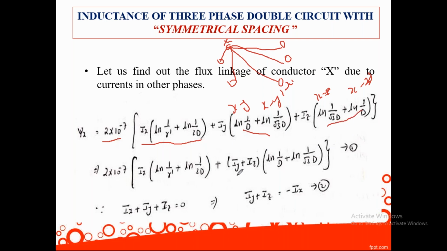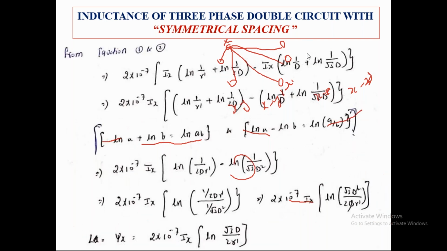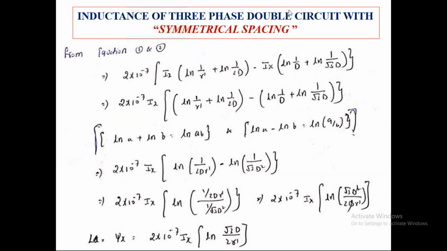Now after simplification of these equations, these two terms have a common factor, that's why I'm taking Iy plus Iz common. By replacing this Iy plus Iz with minus Ix, then substituting equation 2 in equation 1, what will you get? If you substitute minus Ix instead of Iy plus Iz, we will get like this. So this is the equation after substituting equation 2 in equation 1. Now in these terms the common term is Ix. Just take it outside, then we remain with these terms.